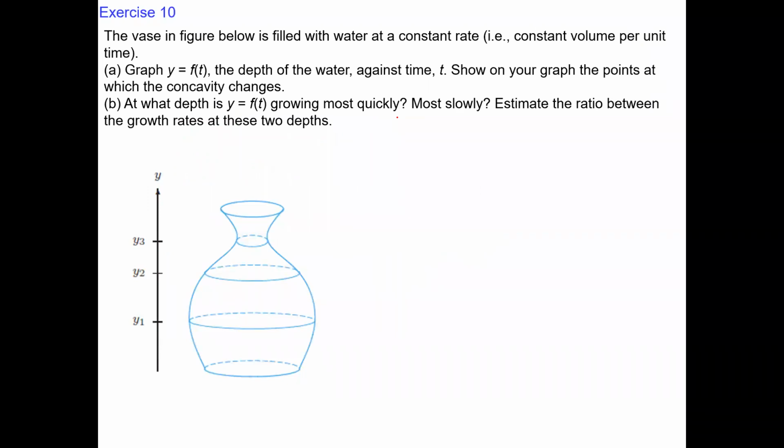Okay, I have two more questions. Let's look at this, a similar situation to spreading the flu. The vase in the figure below is filled with water at a constant rate, constant volume per unit time. Graph y equals f of t, the depth of the water against time t. Show on the graph the points at which the concavity changes. The water is coming inside the vase.